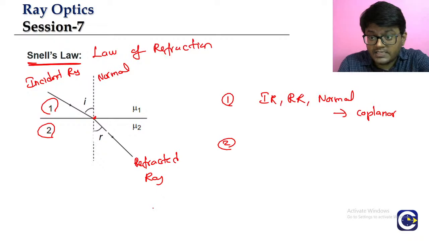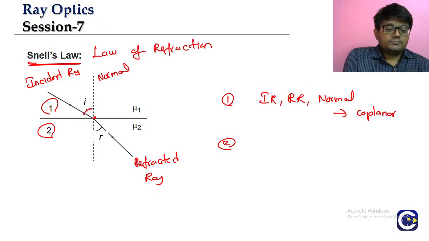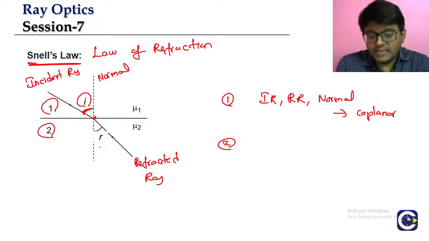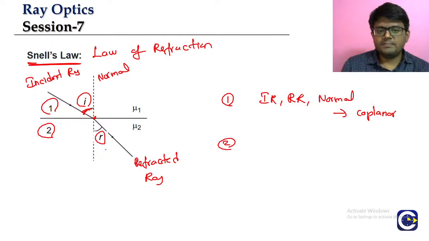We have a similar relation in the case of reflection also. There, the incident ray, reflected ray and normal are coplanar. Here, the incident ray, refracted ray and normal will also be coplanar. The angle of incidence we represent by the symbol I, and the angle of refraction by the symbol R. The relation between them will not be I equal to R.